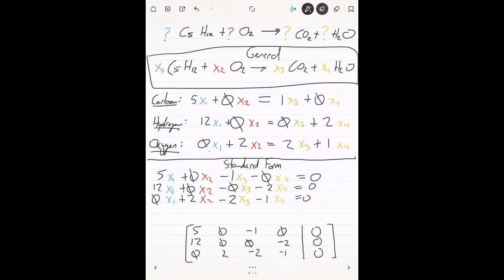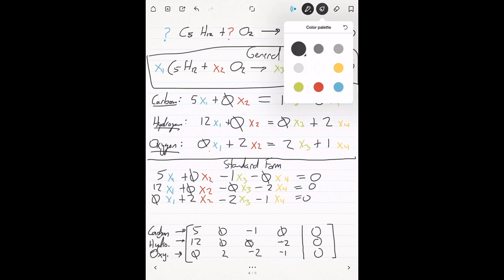So a couple things here. This first row, the 5, 0, negative 1, 0, and 0, this represents the carbon equation. Okay, the carbon equation. The second row represents the hydrogen equation. And the third row is the oxygen equation. They're the coefficients of the equation. Remember that. These are their coefficients. The 5, the 0, the negative 1, the 0, etc.